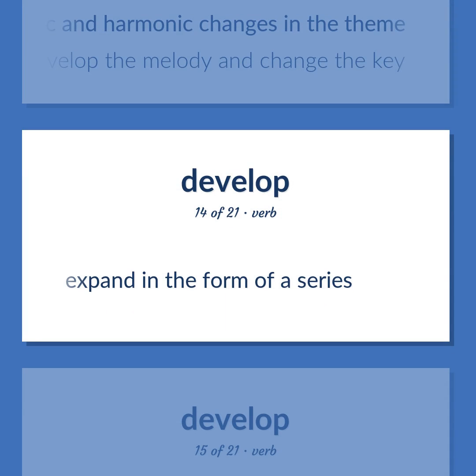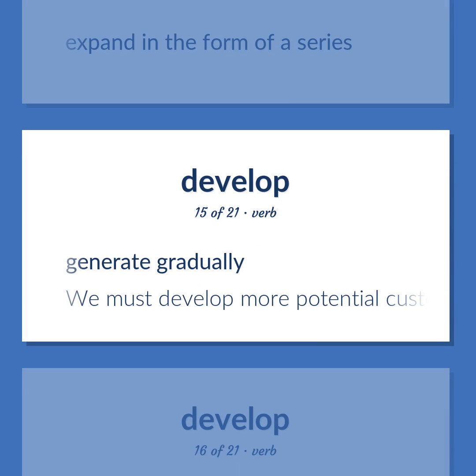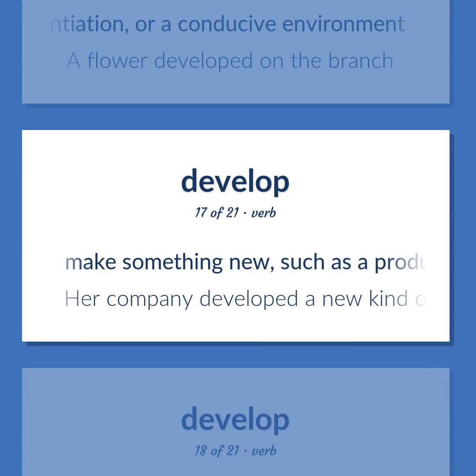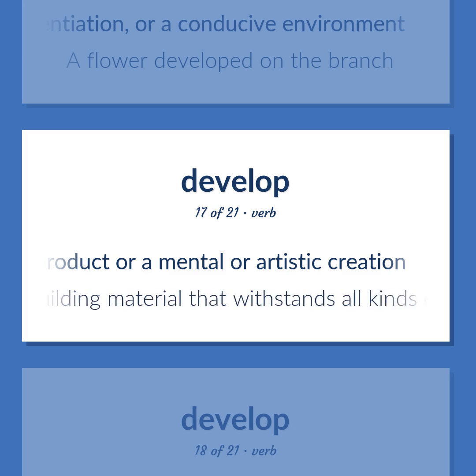Expand in the form of a series. Generate gradually. We must develop more potential customers. Grow, progress, unfold, or evolve through a process of evolution, natural growth, differentiation, or a conducive environment. A flower developed on the branch. Make something new, such as a product or a mental or artistic creation. Her company developed a new kind of building material that withstands all kinds of weather.